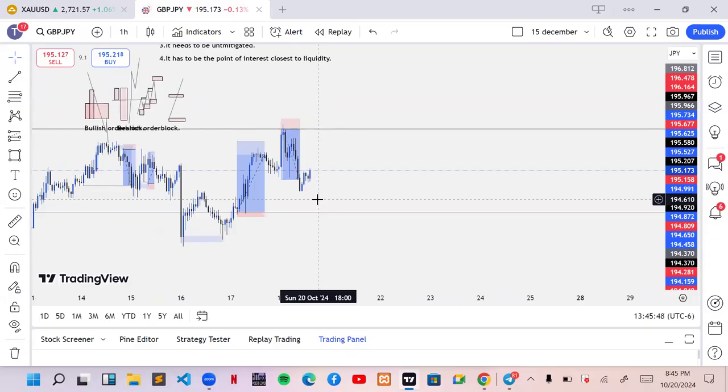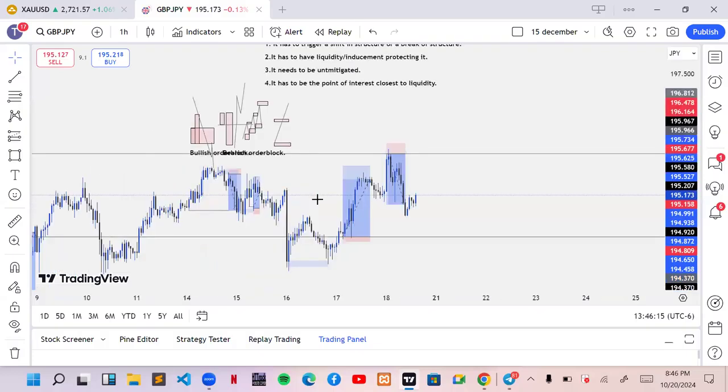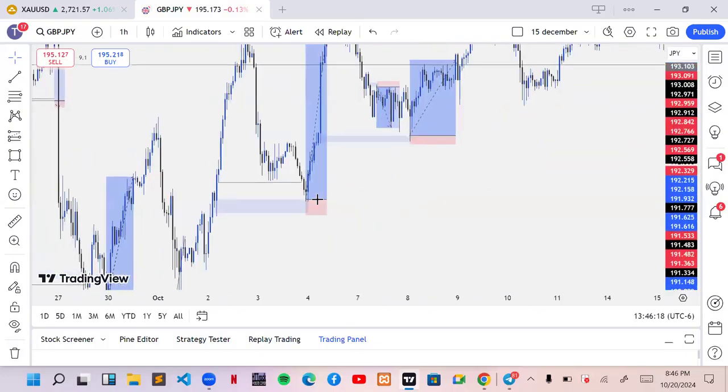So, knowing when to pick between an order block and a breaker block, you need to pay attention to all these four criteria. That's why I have a shift in market structure. That's why I have liquidity protecting it. It needs to be unmitigated. It now has to be the point of interest closest to liquidity. Meaning that you can only use the order block if your breaker block was mitigated. If your breaker block was unmitigated, you have to pick your entry from the breaker block because it will be the closest one to liquidity. So that's just it.